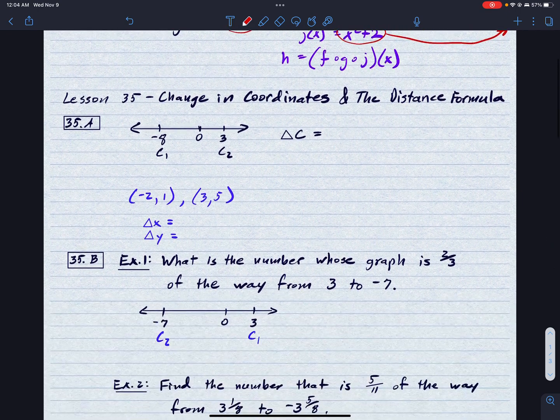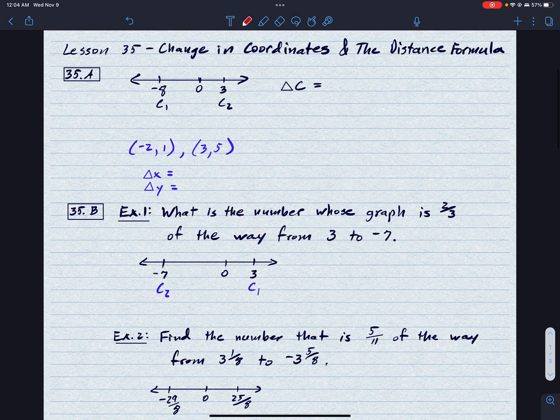All right, so let's move on to the actual topic of lesson 35, which is change in coordinates and the distance formula. The most important part of this lesson is the distance formula. I'm going to tell you that straight up front. You got to know the distance formula. You got to memorize it. It's going to be something that carries on from this point on. It should also be a fairly simple concept.